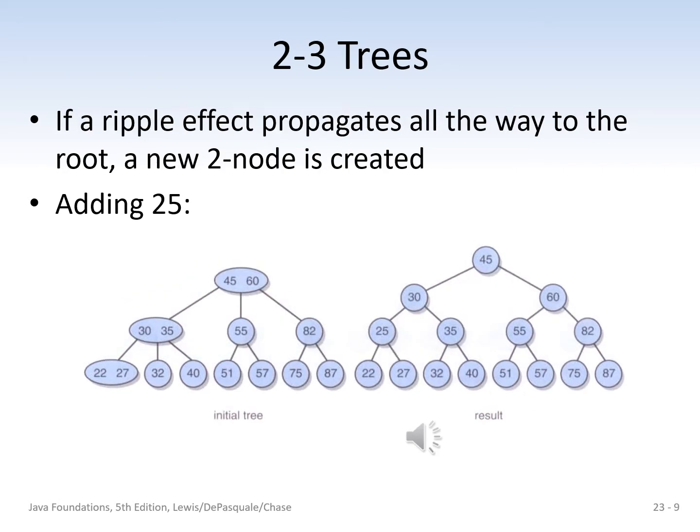And if that ripple effect propagates all the way to the root, a new 2-node gets created. So the root of this tree was a 3-node that could have 3 children, and now because of the ripple propagation, every node in this tree, including the root, is a 2-node. If we add another element or we delete an element, that obviously could change.